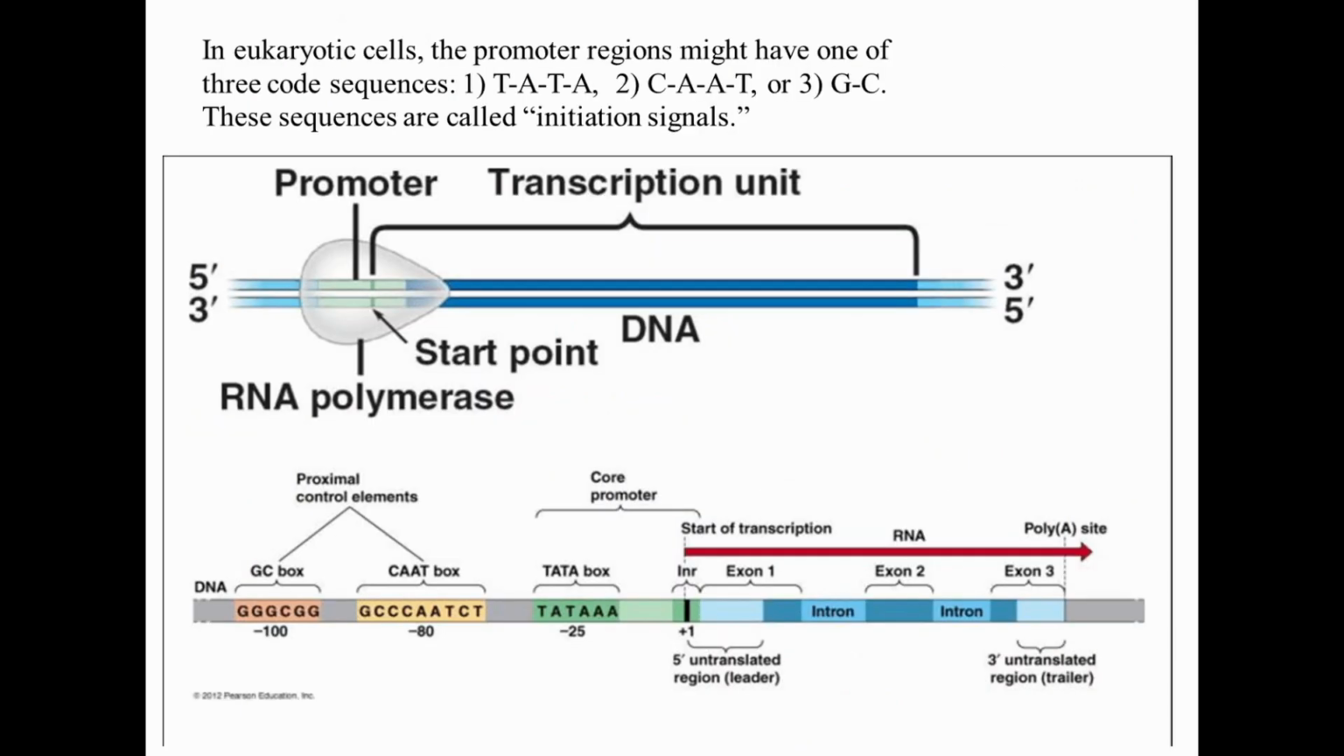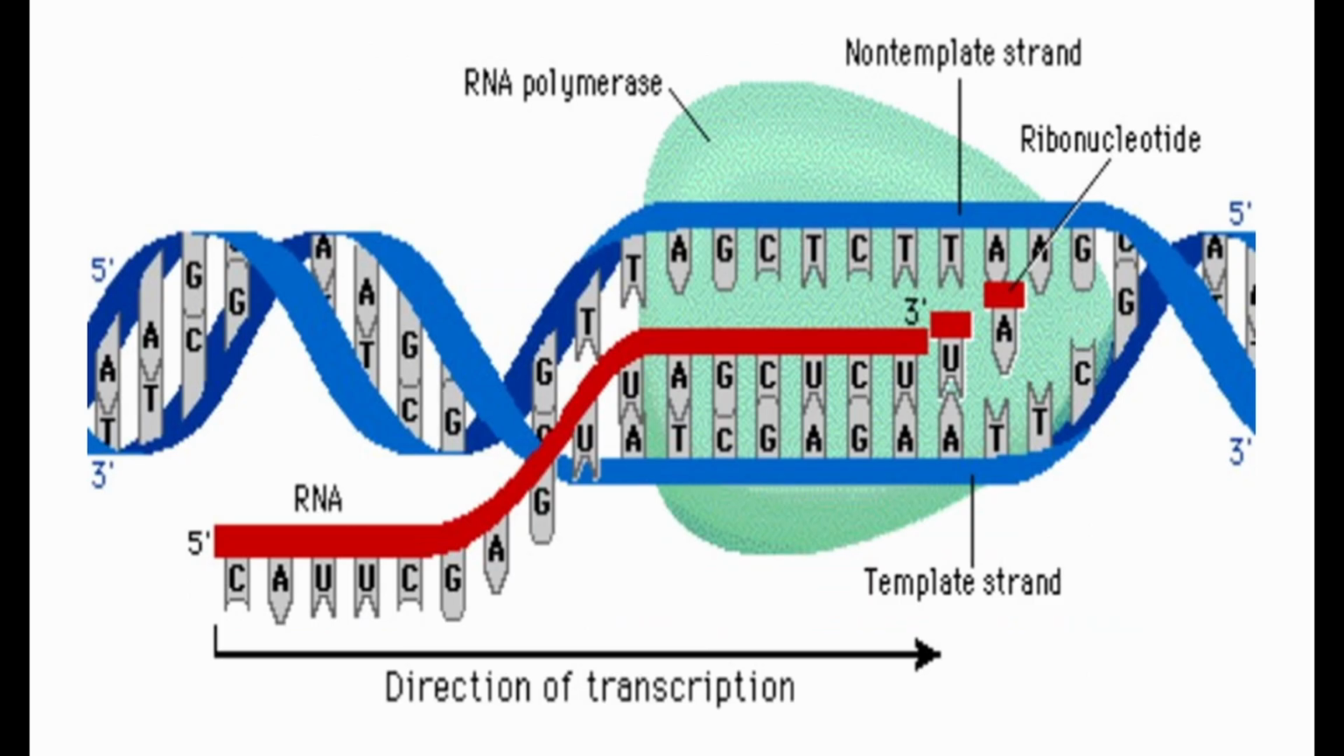In eukaryotic cells, the promoter regions might have one of three code sequences: 1, TATA; 2, CAAT; 3, GC. These sequences are called initiation signals. When general transcription factors come across initiation signals that match its own initiation code, it knows it is at the correct promoter region. The general transcription factor binds to this promoter region on the DNA so that the RNA polymerase enzyme can start its RNA transcription work, as shown in the figure.